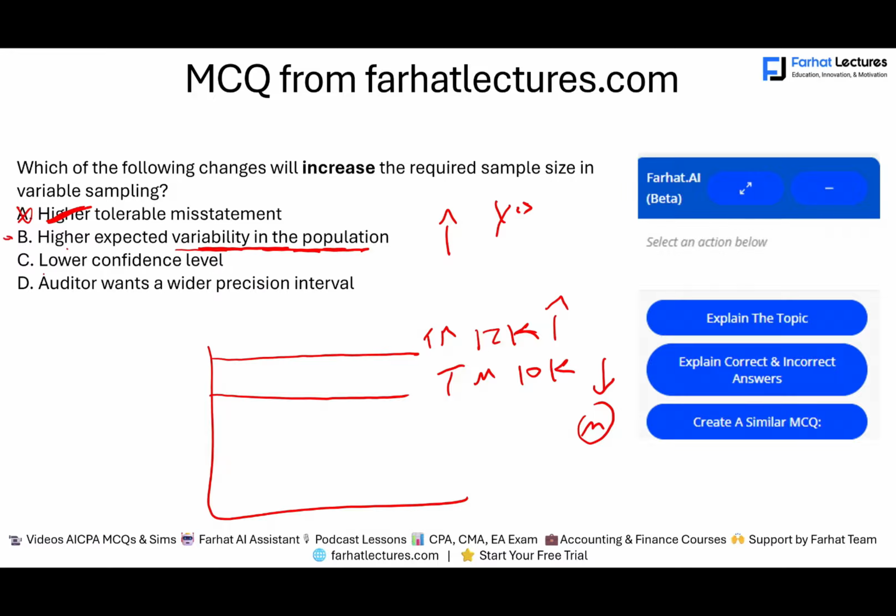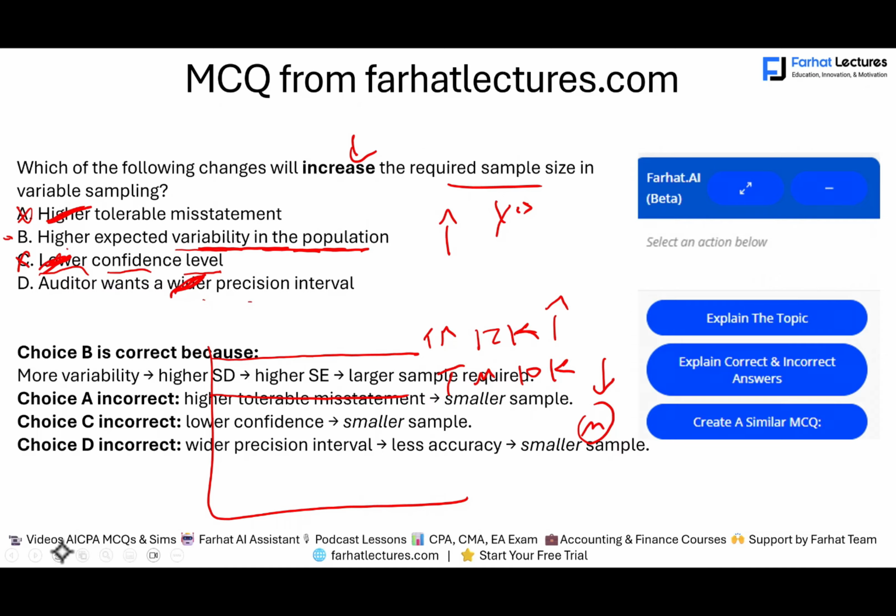Let's look at C. Lower confidence level. If I can live with a lower confidence, I don't have to do a lot of work. Therefore, if I want a lower confidence level, I can decrease my sample size. The opposite is true. If I want more confidence, I have to increase it. Lower is wrong. D, auditor wants a wider precision interval. No. If I want a narrower precision interval, I have to do more work. Wider precision interval, I have to do less work. Therefore, wider is incorrect. Therefore, as we guessed, the answer is B.